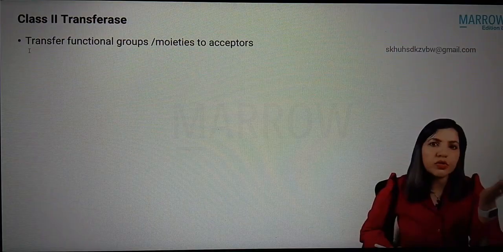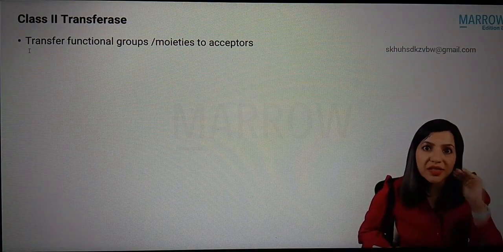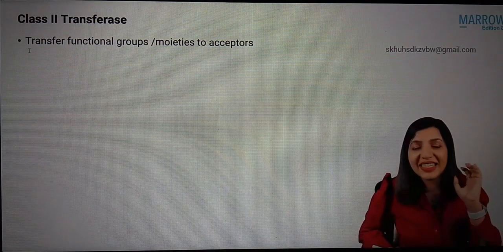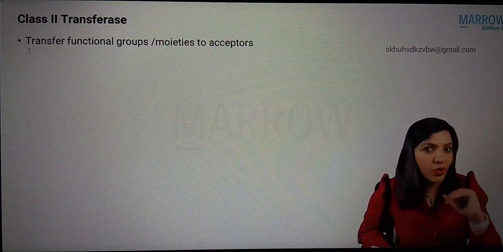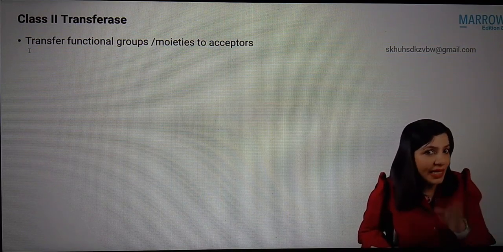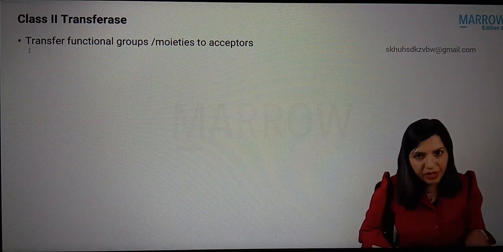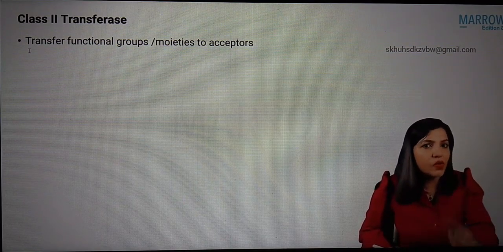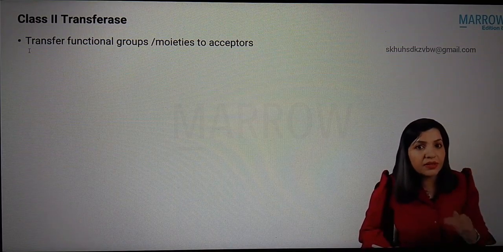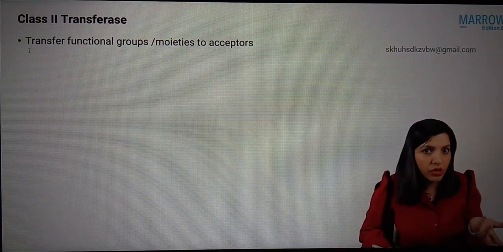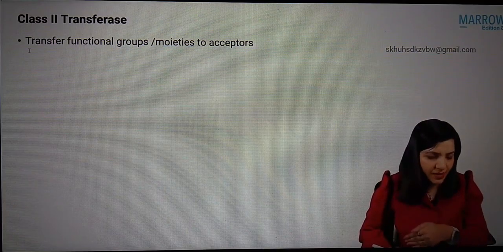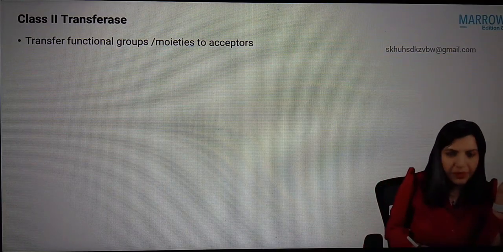Now we are moving on to the class 2 enzymes, which are called transferases. What are transferases? The name itself is telling you something, right? It is the transfer of a functional group. This functional group need not be a hydrogen element, because if hydrogen elements are involved, then it will be an oxidation reduction reaction. So if the transfer is for any other functional group, apart from the hydrogen element, we call it a transferase.